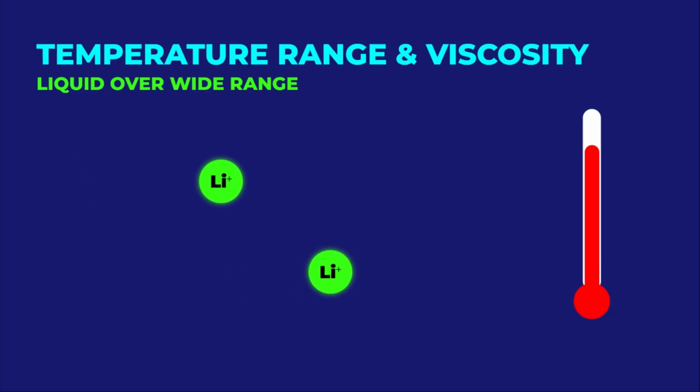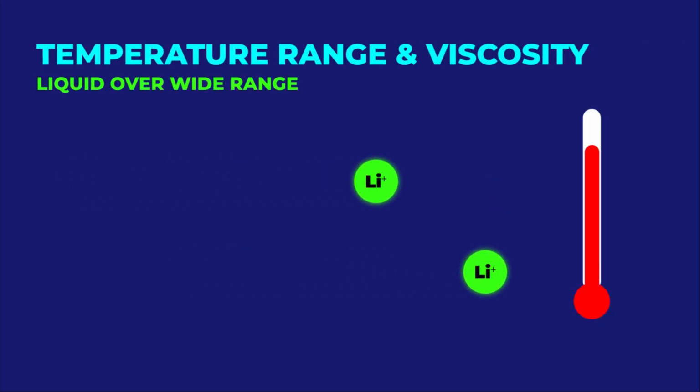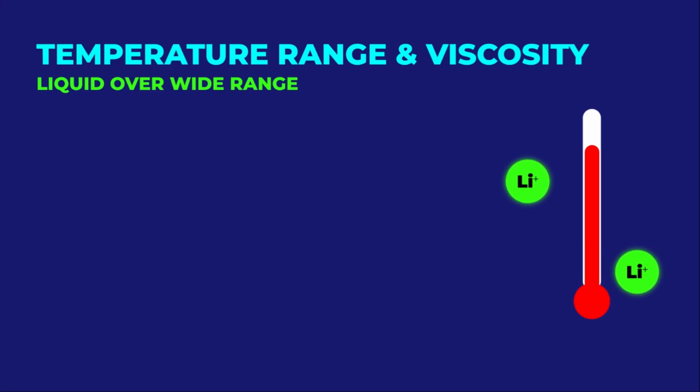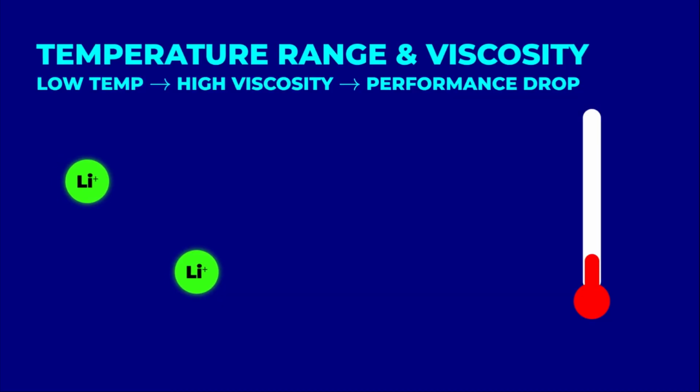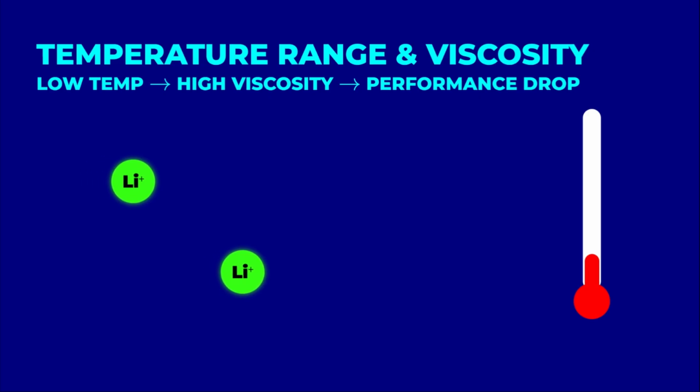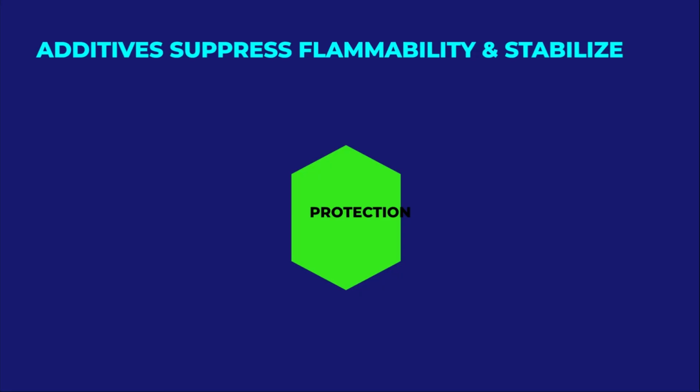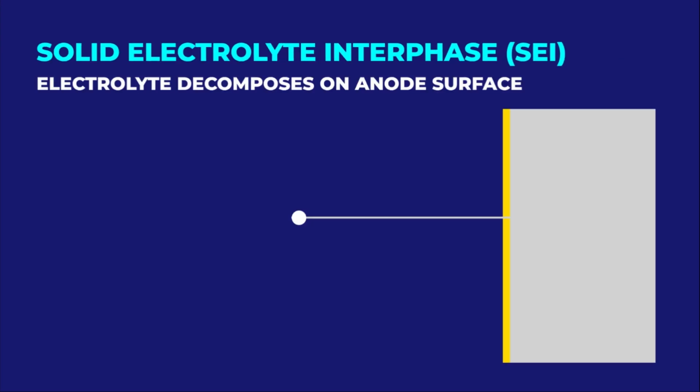The electrolyte must remain chemically stable in the presence of highly reactive lithium and stay liquid over a wide temperature range. High viscosity at low temperatures hinders ion movement, which explains why battery performance drops in cold environments. Additives are often included to suppress flammability or enhance the stability of the electrode interfaces.